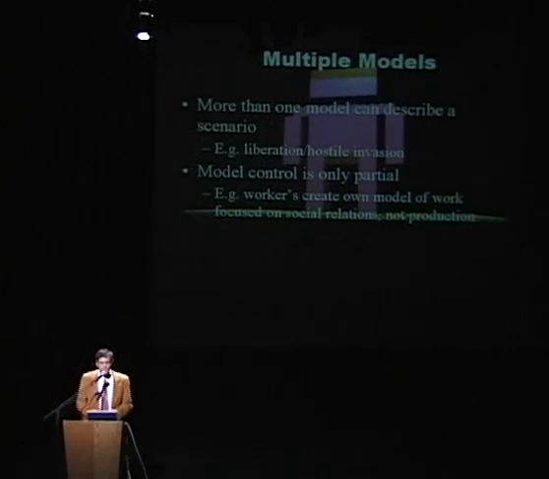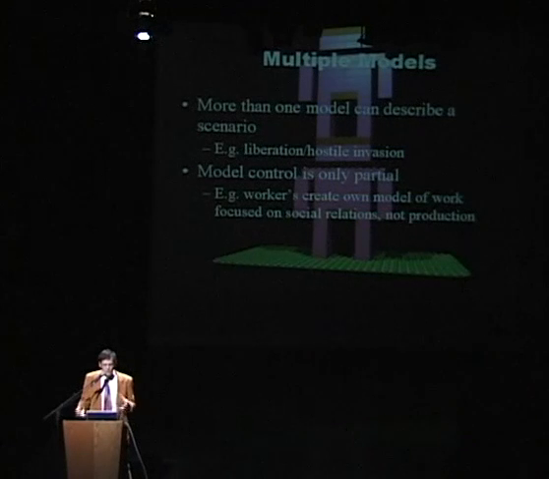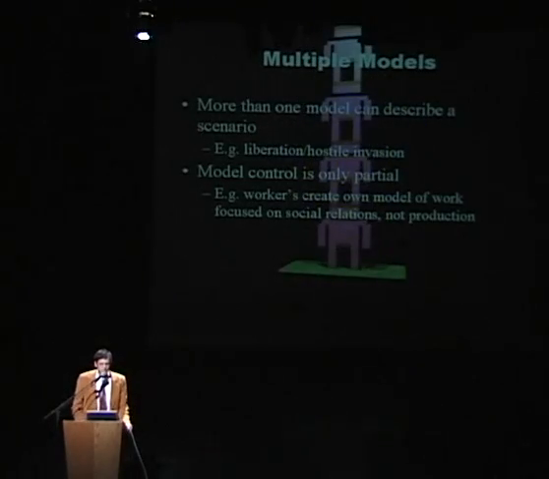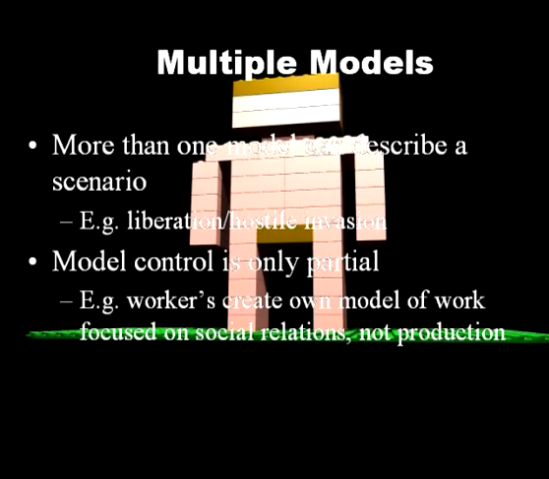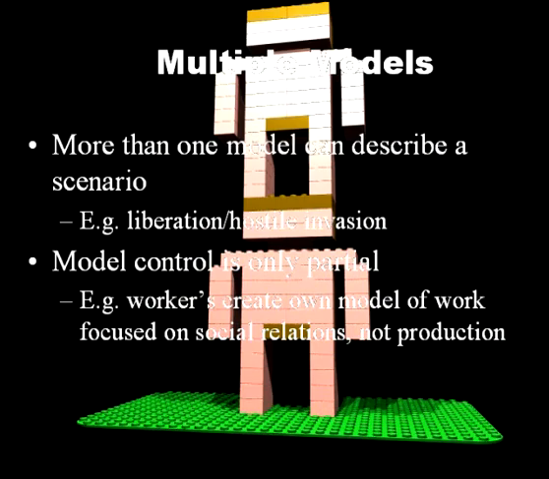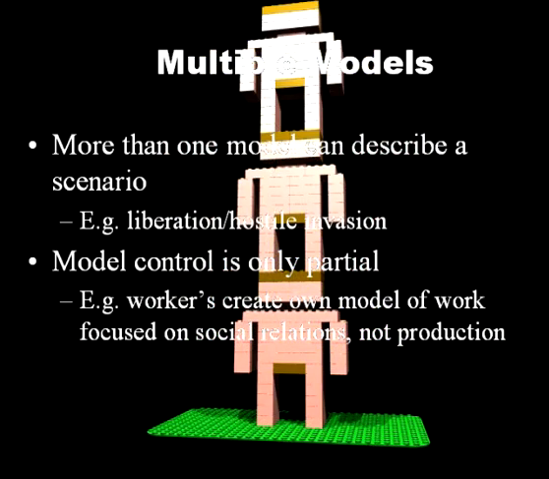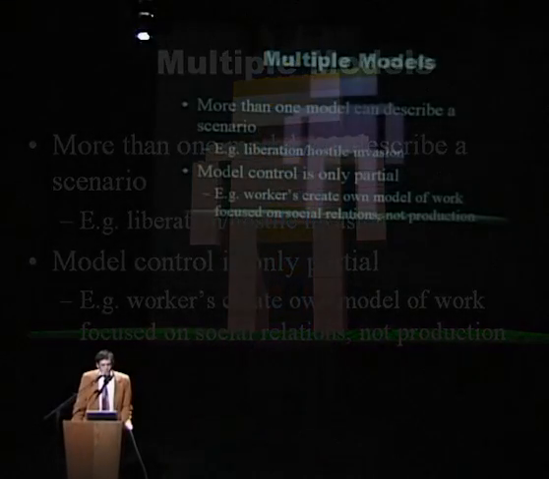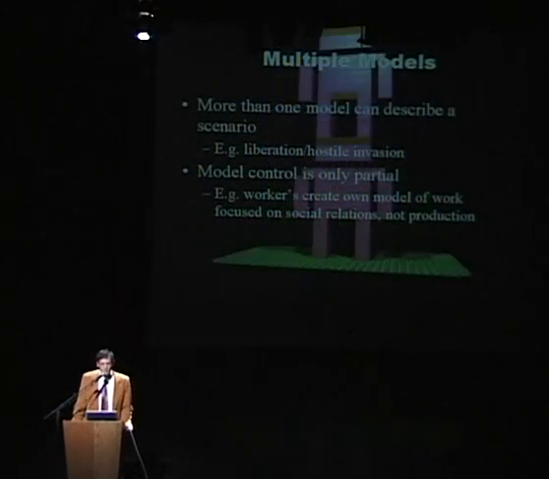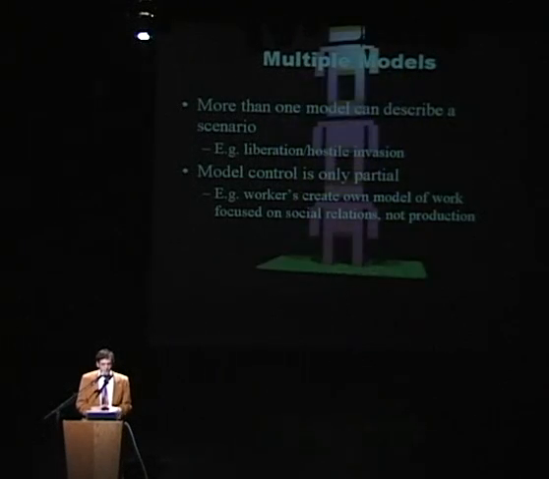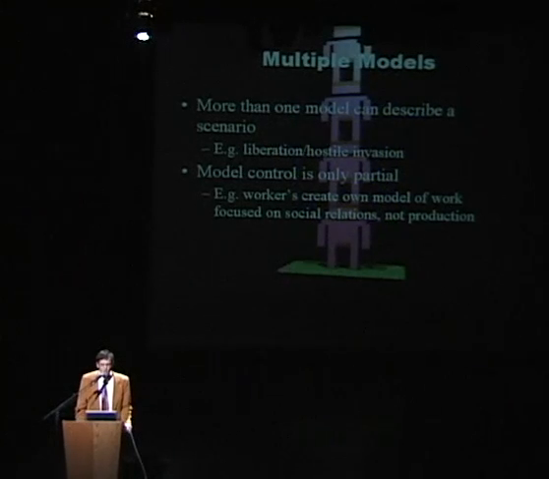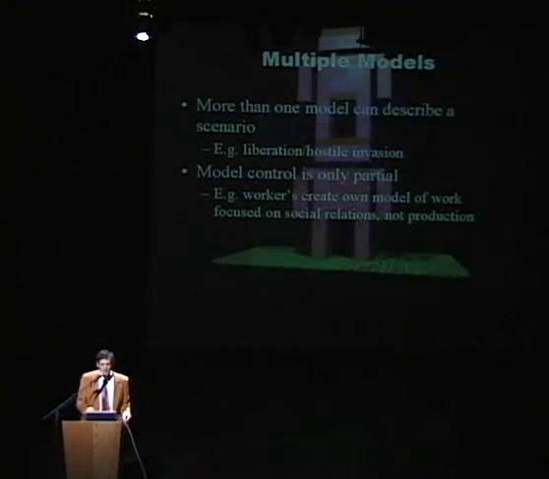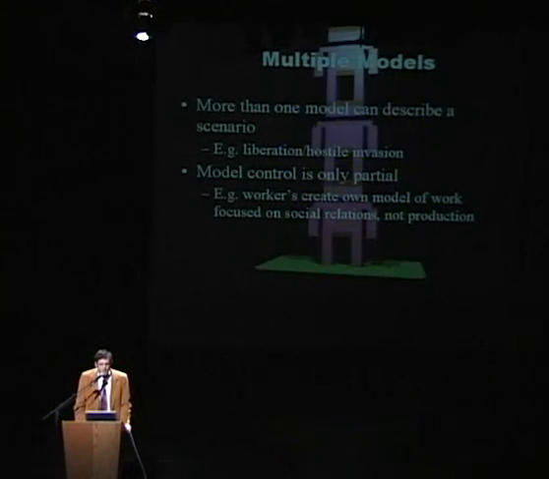Following up on that idea, since a model is not a perfect copy, there is the possibility that more than one model can describe the same scenario, right? Because a model just takes a subset of features and says, okay, these are the essential parts. Well, it's possible you could take another subset of features and say those are the essential parts. So to give an example of the current war, there's a number of different models that people use to describe what's going on. One of those models, for example, is that this is a war of liberation, right? Another model is that it's a hostile invasion. And there could be many other models that describe what's going on too. So for any given scenario, it's possible that you have multiple models that you can use to describe what's happening.